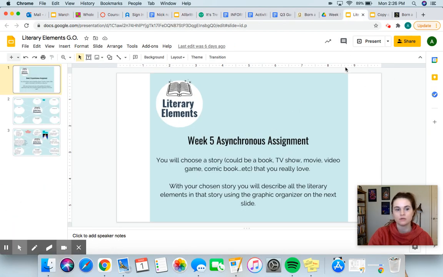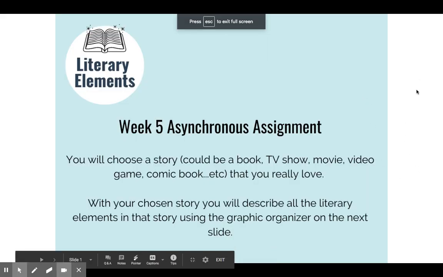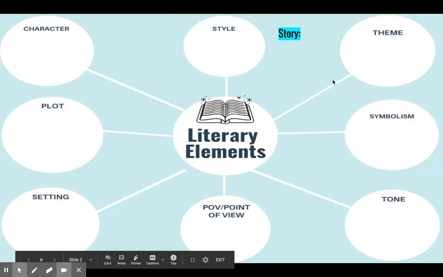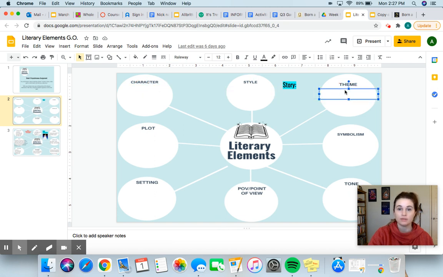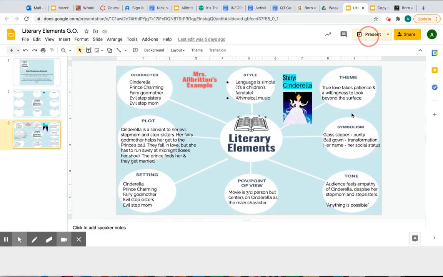All right. So this is what you should see in Canvas. This is the graphic organizer. There are text boxes already here in each bubble that you can start typing in, and you are going to do something like this. This is my example.